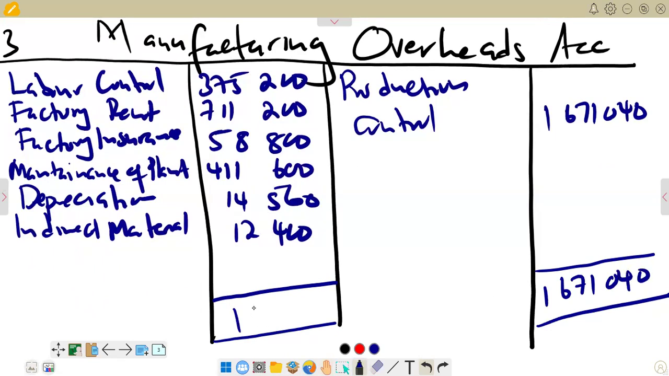So put it here. And then when you subtract what we have on the debit side from 1,671,040, in other words, we are saying 1,671,040 minus 4,400 minus 14,560 minus 411,600 minus 58,800 minus 711,200 minus 375,200. We are going to get a balancing figure there of 87,280. This figure is supposed to be transferred to cost of sales.